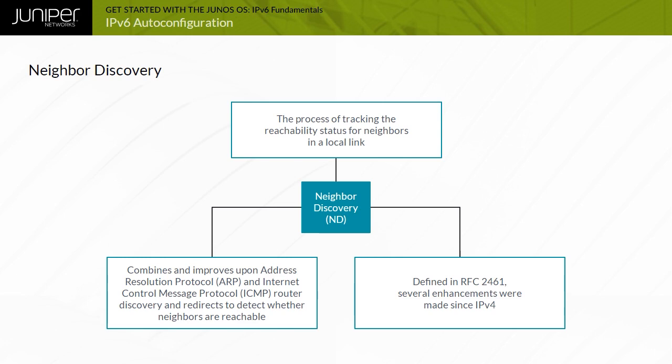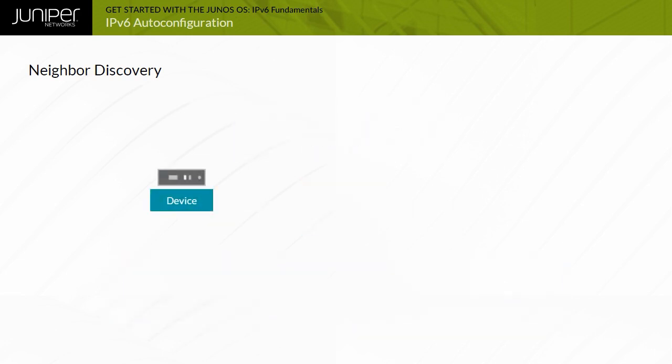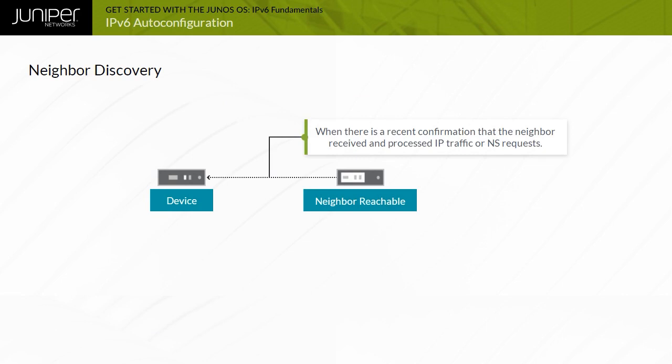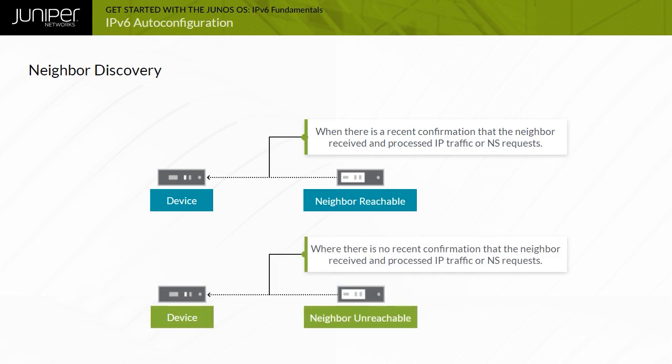A device views a neighbor as reachable when the device receives recent confirmation that the neighbor received and processed IP traffic or neighbor solicitation, or NS, requests. Otherwise, the device interprets that the neighbor is unreachable. An IPv6 router with ND enabled can send ND information to downstream nodes. ND is optional on IPv6 devices.